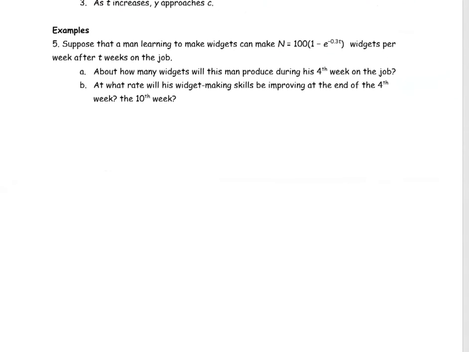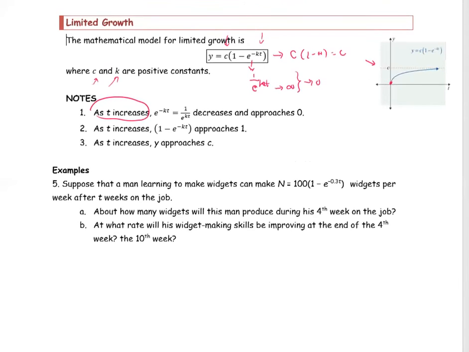For this example, suppose that a man learning to make widgets can make n equals 100 multiplied by 1 minus e to the power negative 0.3t. If you compare with the model of limited growth, the c value is 100 and the k is 0.3. This number represents the number of widgets per week after t weeks on the job.